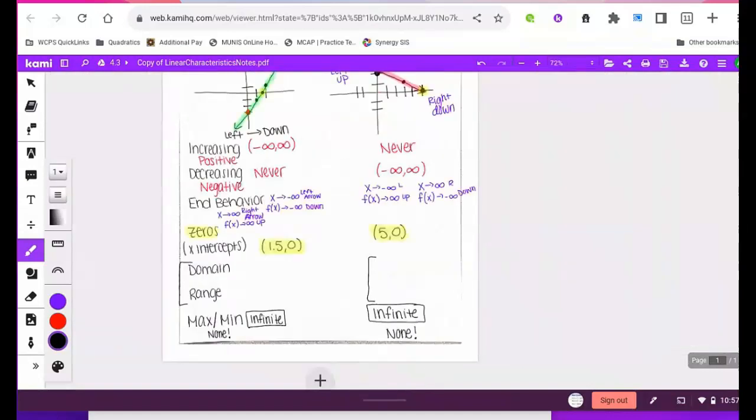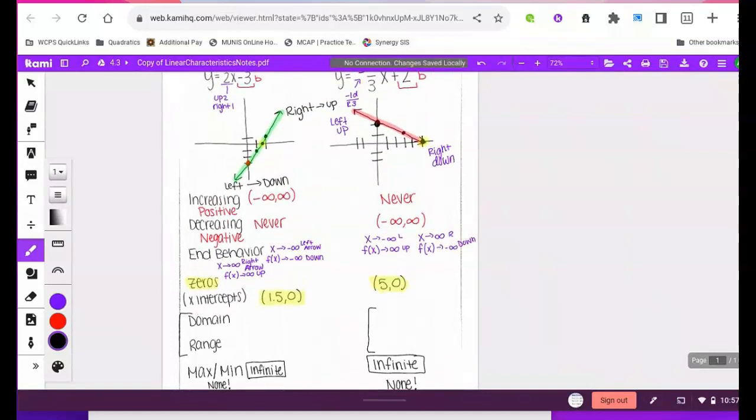Okay, so those are all of the features that we need to be able to identify if we're given the equation of the line or the graph of the line. So go ahead and pause the video and get page 27 all complete, and then I'll go ahead and give you the assignment that goes with this page.